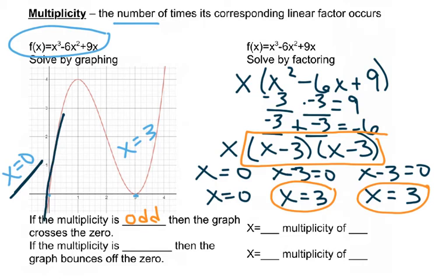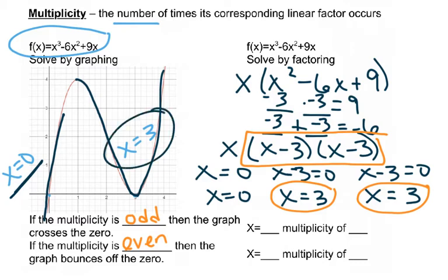If the multiplicity is even, so for x equals 3, we had a multiplicity of 2. 2 is an even number. The graph bounces off the zero. So it goes down here. It doesn't go through 3, it just bounces off 3, because you have a multiplicity that's an even number.